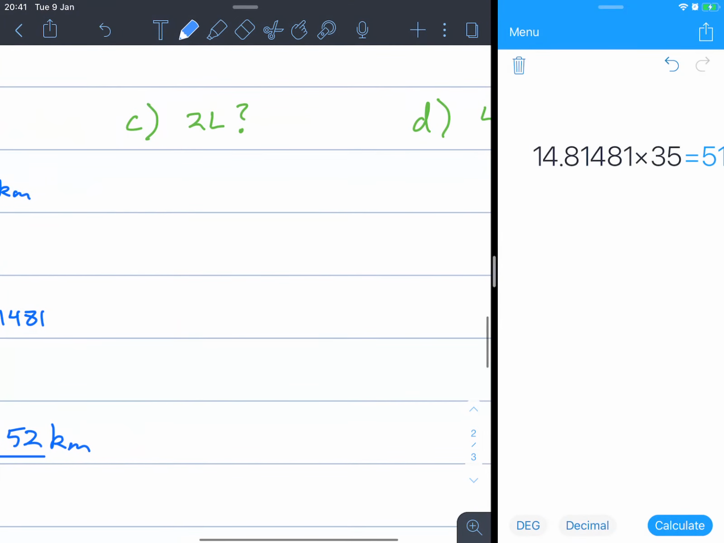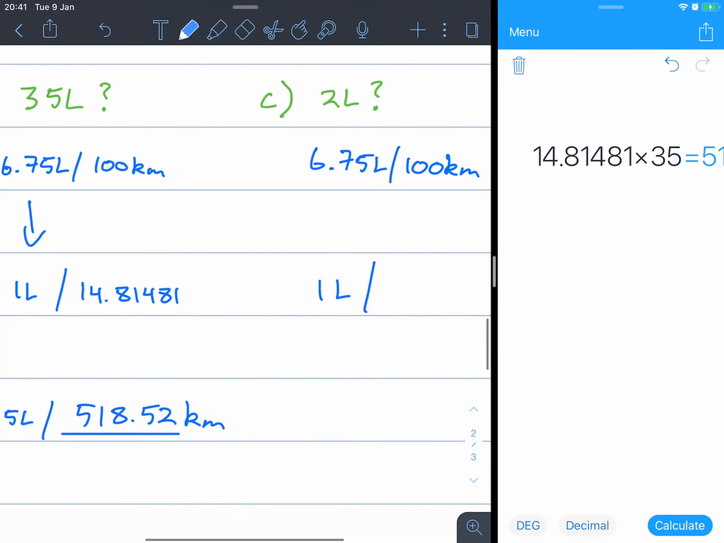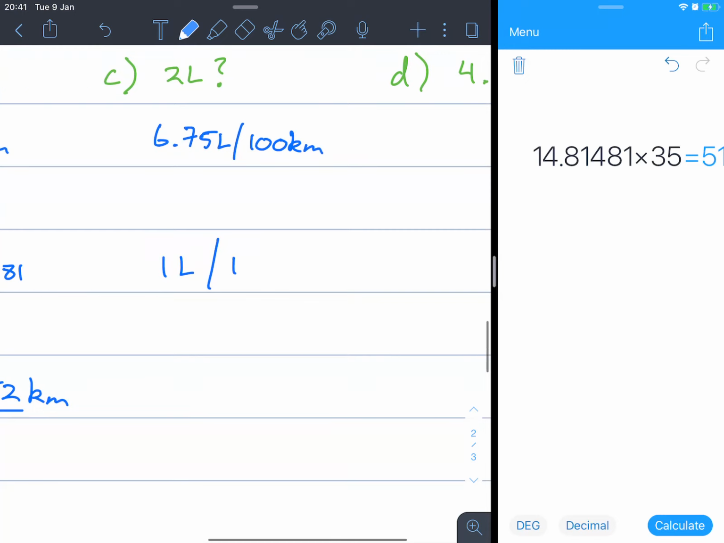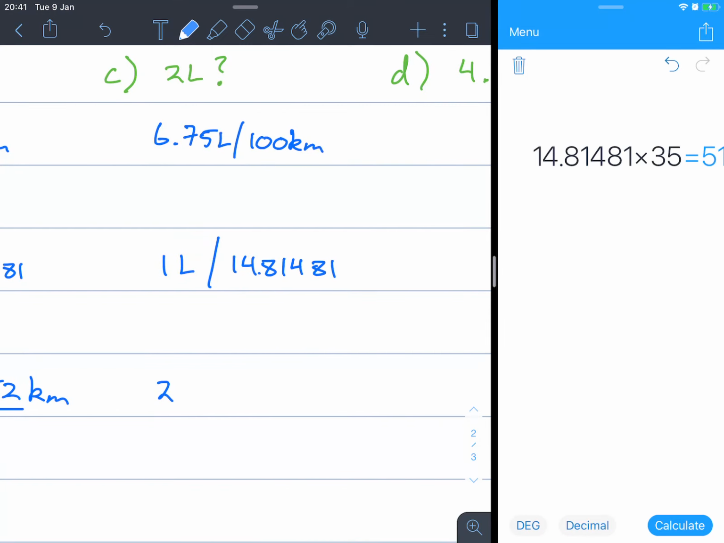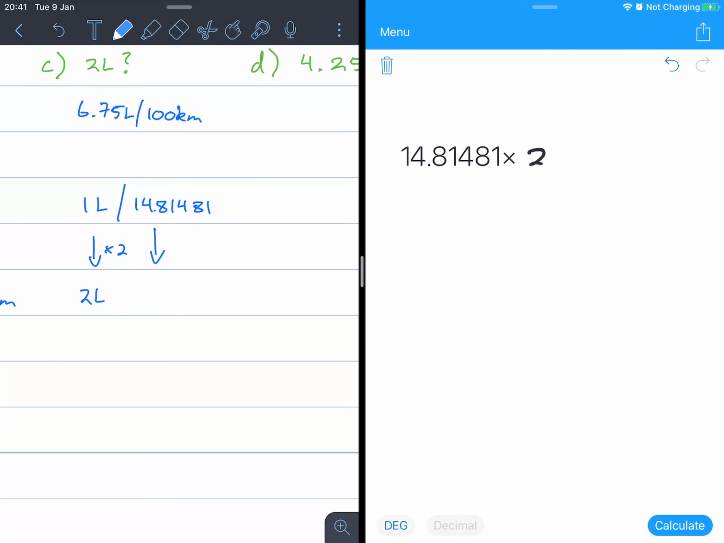And this continues on in the exact same method. Let's just finish this off. So 6.75 liters per 100 kilometers. That's the given rate. Let's find 1 liter, which we already know to be 14.81481. Now let's multiply this by 2 on both sides. So instead of 35, multiplying by 2. This gives us 29.63 kilometers. That's our answer there.